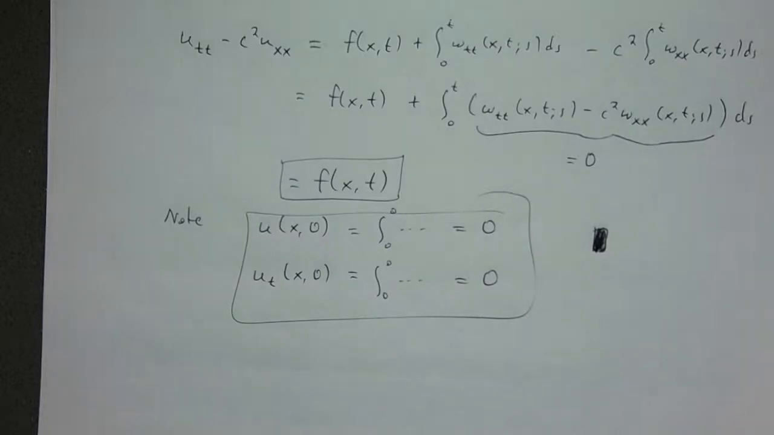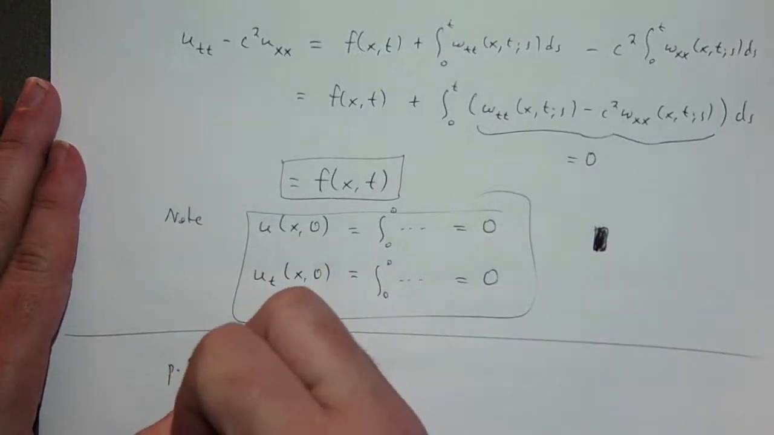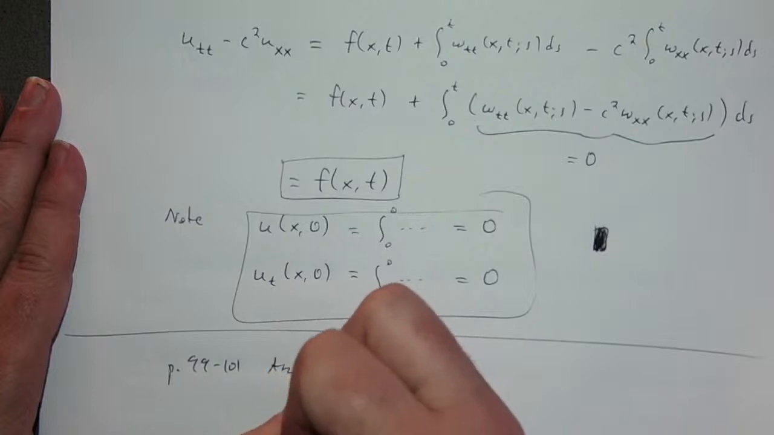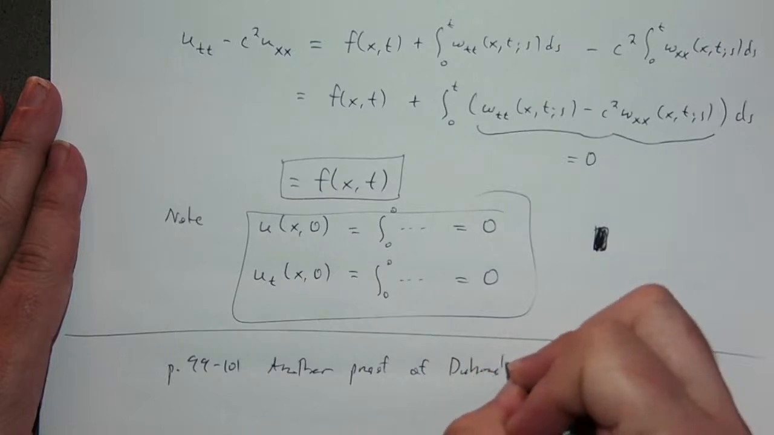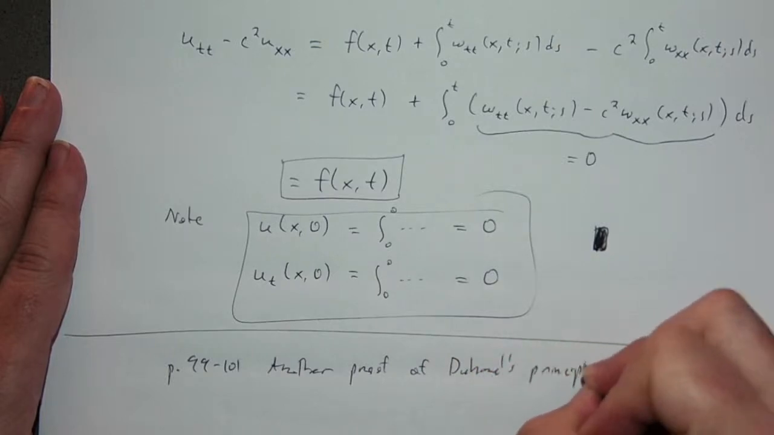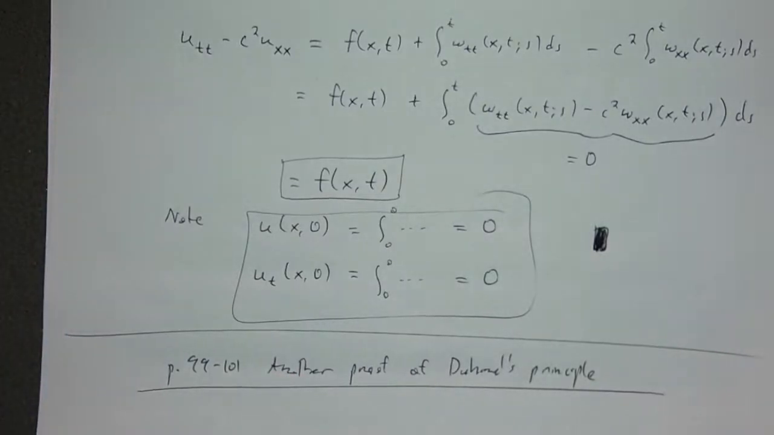So there is another way to do the derivation of Duhamel's principle that involves Green's theorem. You can have a look at that if you want. That's on pages 99 through 101. So pages 99 through 101 is another proof of Duhamel's principle using Green's theorem. You can have a look at that if you want to. Okay.